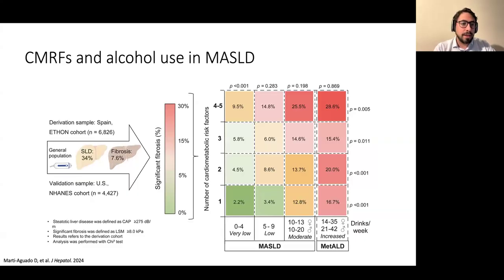And this is a manuscript from David Martí Aguado, a close friend from Spain. He made this study assessing the role of cardiometabolic risk factors and alcohol use in the steatotic liver disease population. He included two groups, people from Spain, but also the NHANES population from the US. And he observed a relationship between the number of cardiometabolic risk factors, but also the levels of alcohol intake in this population, and the risk of liver fibrosis.